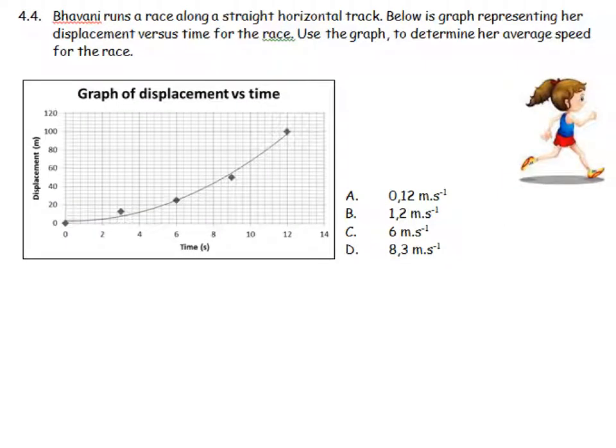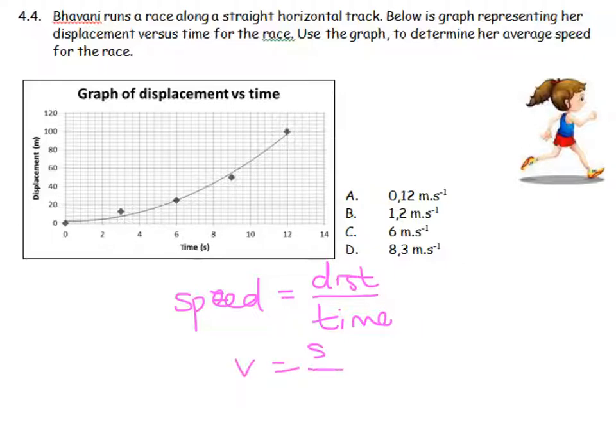Bhavani runs a race along a straight horizontal track. Below is a graph representing her displacement versus time for the race. Use the graph to determine her average speed. Well, we'll need a definition for average speed. Average speed is equal to total distance over total time. The symbols are a little bit more confusing because speed is actually V and it's S over T. So what is her total displacement?